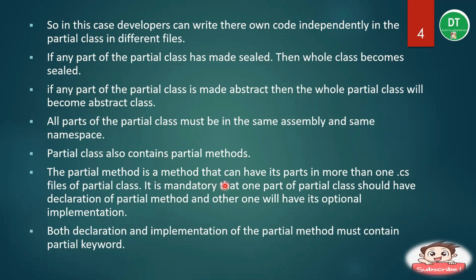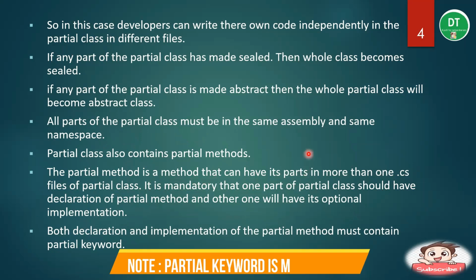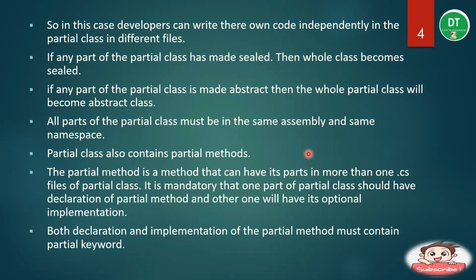The partial method is a method that can have its parts in more than one .cs file of a partial class. It is mandatory that one part of the partial class should have the declaration of the partial method and the other one will have its optional implementation. So the partial class can have general methods and also partial methods. A partial method is a method which is preceded with the keyword partial. The declaration of the partial method is mandatory.